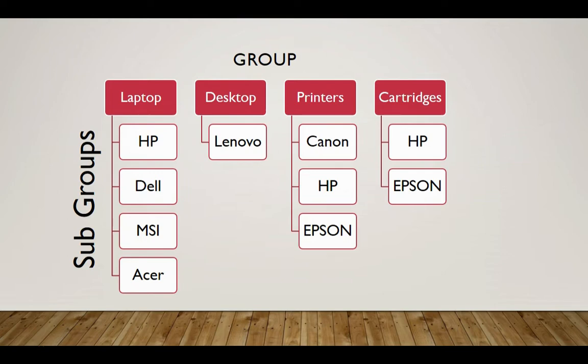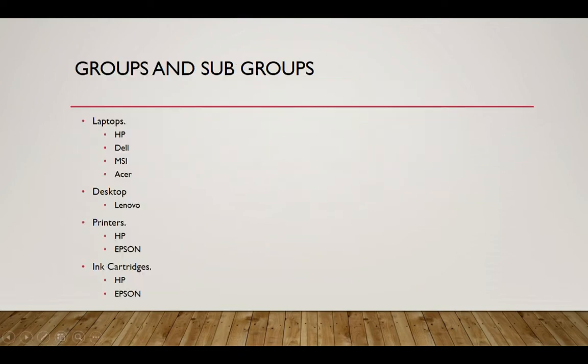So now let's find out how we can define these groups in Tally, and along with these groups we will also define the subgroups. So let's see how we create groups and subgroups in Tally. We will define the following groups and subgroups. The main groups being laptops, desktops, printers, and ink cartridges, and the brand names would remain the respective subgroups for each main group. Now open Tally.